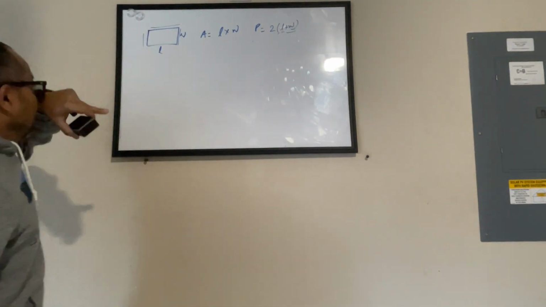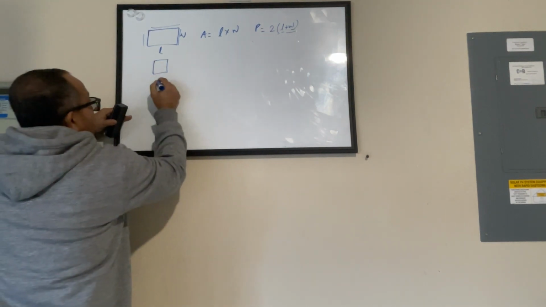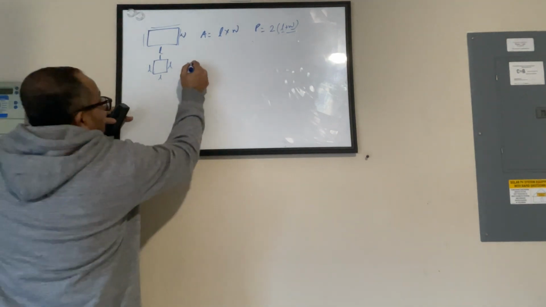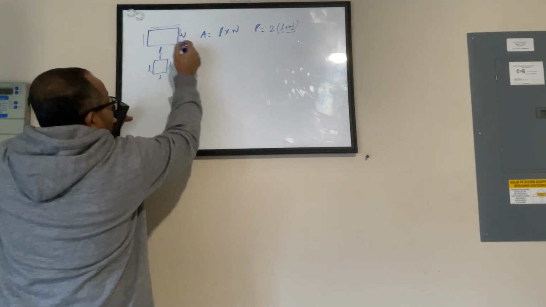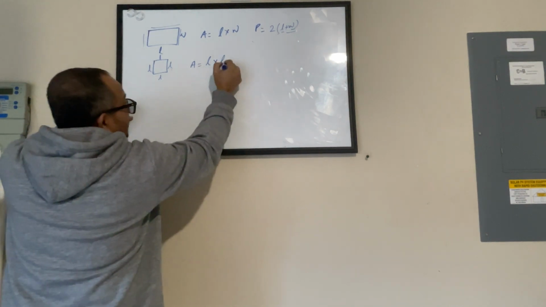Now, if you look at a square, everything is the same, all the sides are the same. So the area is similar to a rectangle: length times width. Here the width is also the same as the length.